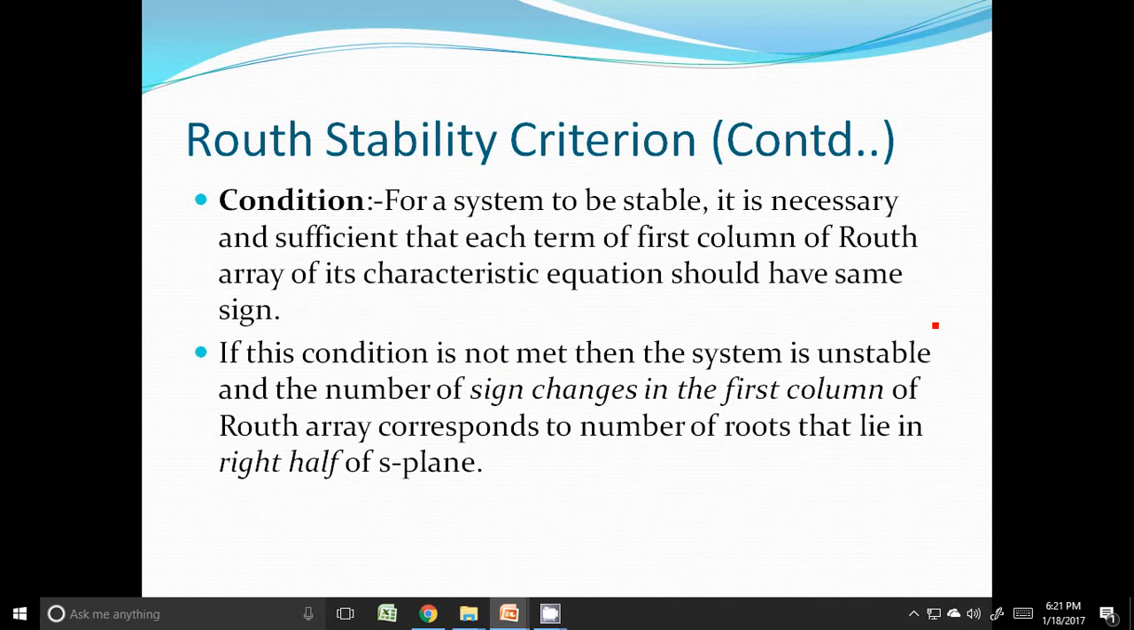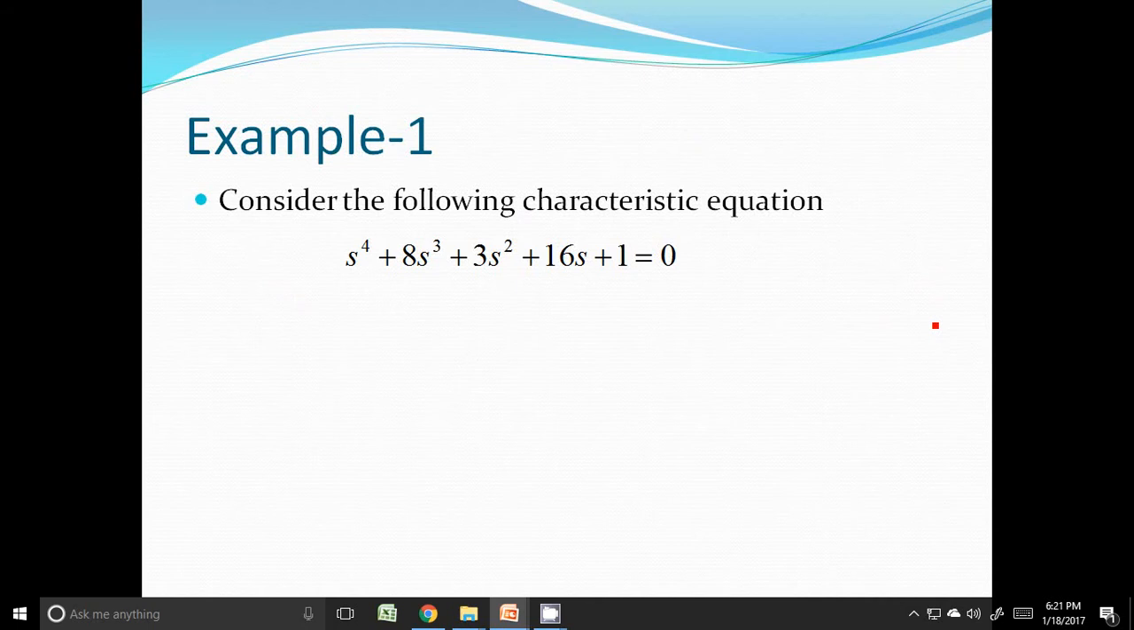We will try to understand this Routh stability criterion with an example. Consider the following characteristic equation: s power 4 plus 8 s cube plus 3 s square plus 16 s plus 1 equal to 0. Now we will form the Routh array. The maximum power of s in this characteristic equation is s power 4, so the first row is s power 4.